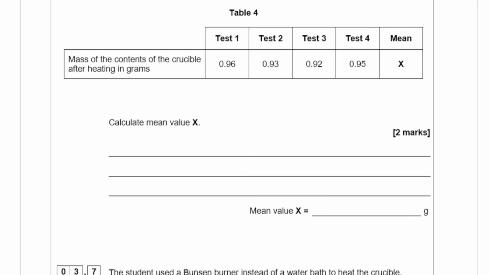Calculate the mean. So we add all 4 values: 0.96 plus 0.93 plus 0.92 plus 0.95, add all of them up and then divide it by 4, which will give you 0.94 grams.